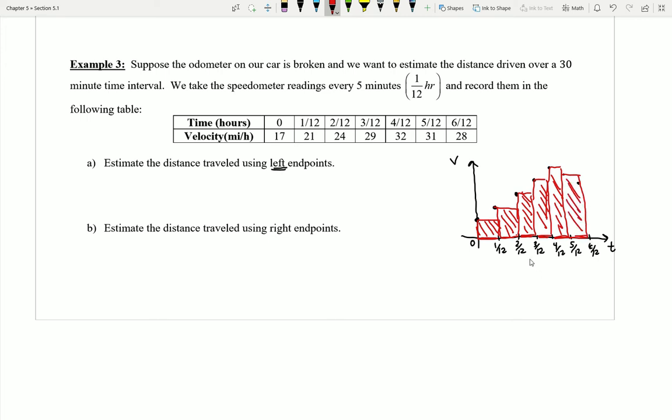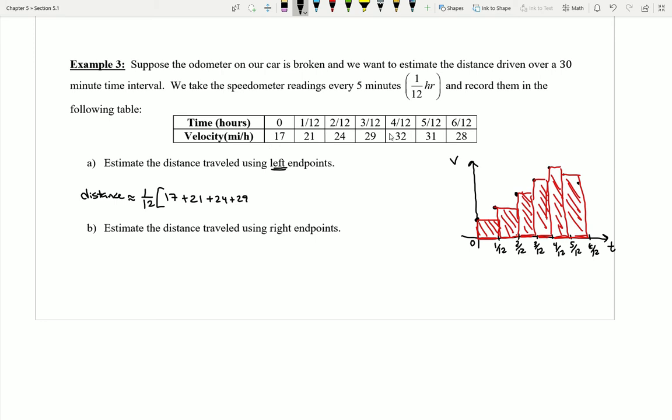A rough picture. Now I don't even necessarily have to draw that out, but this at least can show me. Now it's going to be really, really easy to say that my total distance traveled can be estimated by just saying, well, first, how wide is each interval? That's a 1/12. And then let's find the heights of each one of these rectangles. The first rectangle has height 17. The next one is height 21, then 24, and then 29.